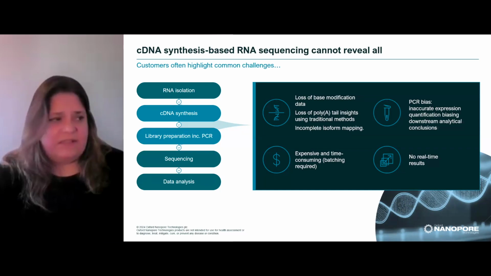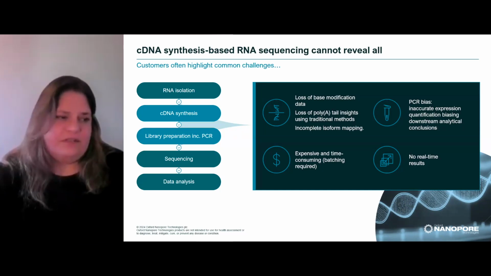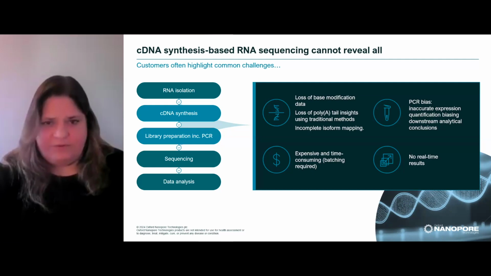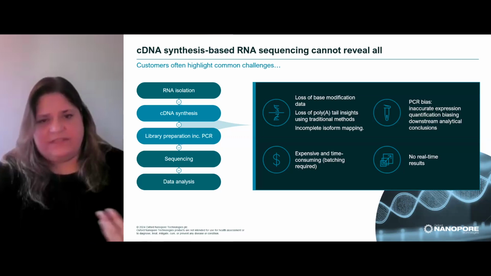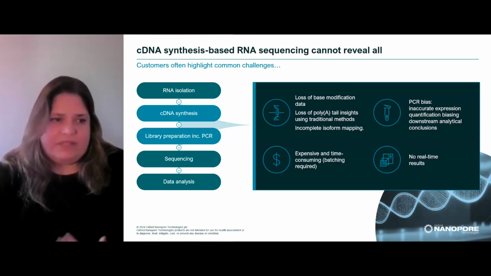And the other thing about cDNA conversion is sometimes we lose isoforms because they don't map very well, because of flaky reverse transcriptases that don't necessarily get to the 5' end, and I'll explain this a bit later, or PCR.